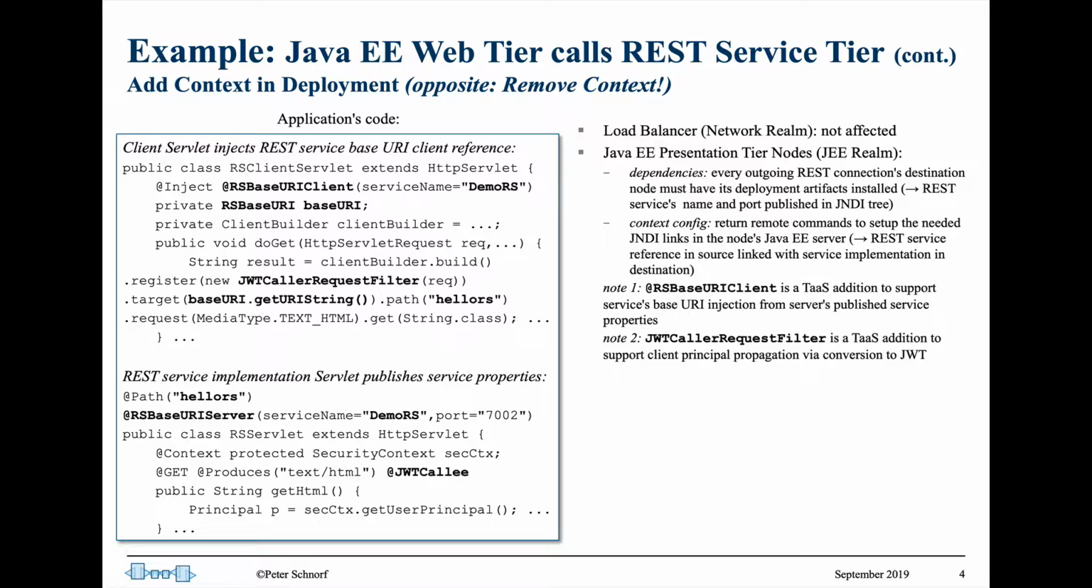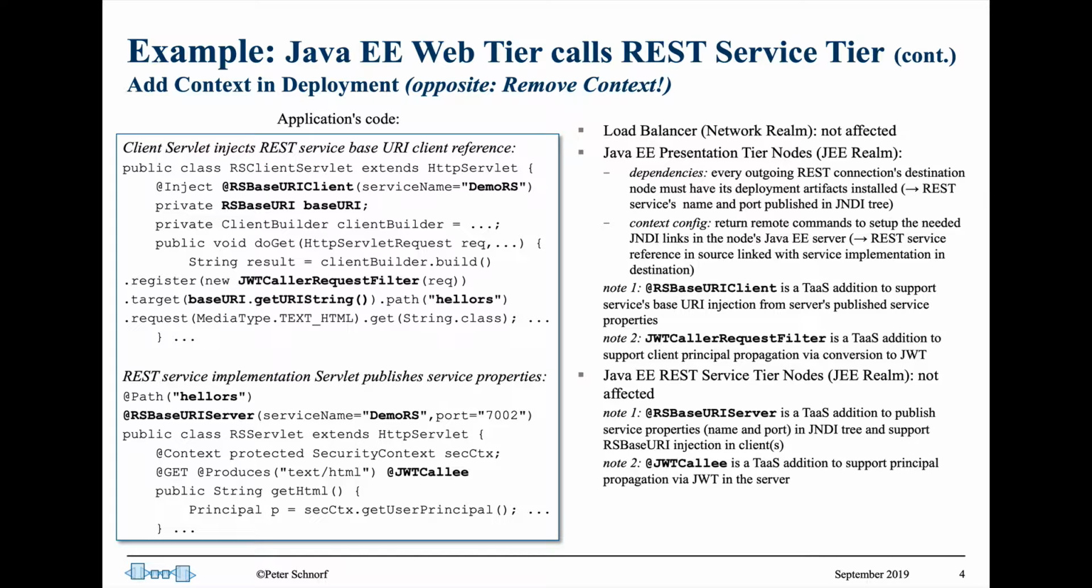The RS-based URI client annotation is a TaaS addition to support the service's base URI injection from the server's published service properties. And the JWT caller request filter is again a TaaS addition to support client principal propagation via conversion to JWT. And in the REST service tier nodes, we don't have to do anything again because they are not calling out to anybody.